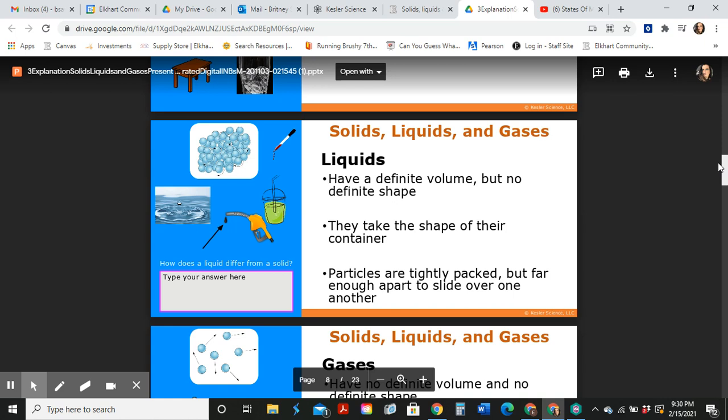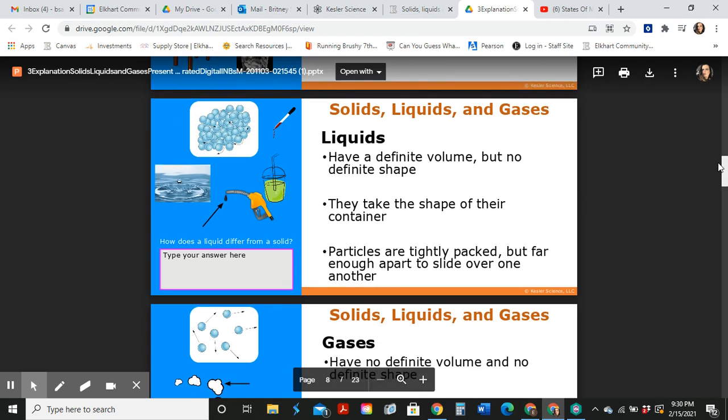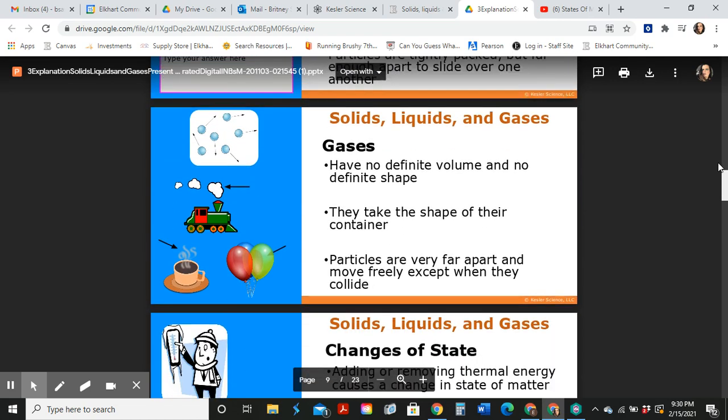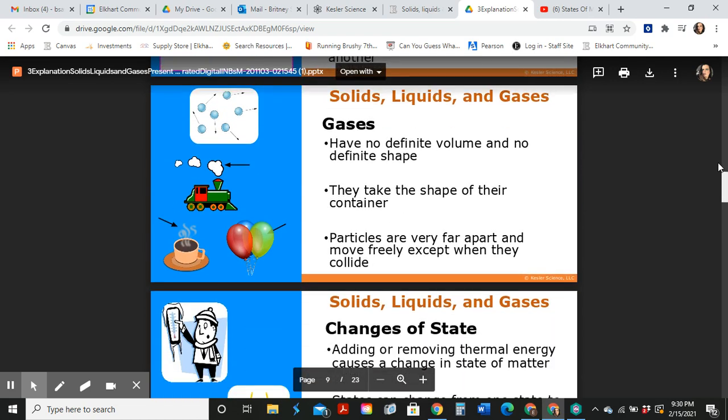How does a liquid differ from a solid? Put your answer there. Gases have no definite volume and no definite shape. They take the shape of their container. Particles are very far apart and move freely, except when they collide.